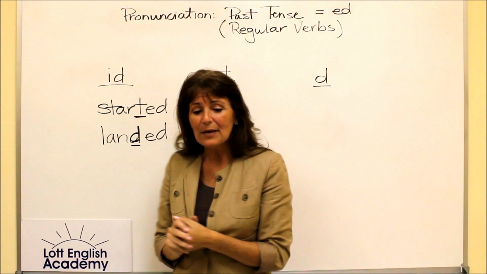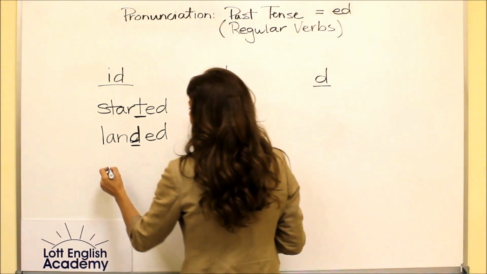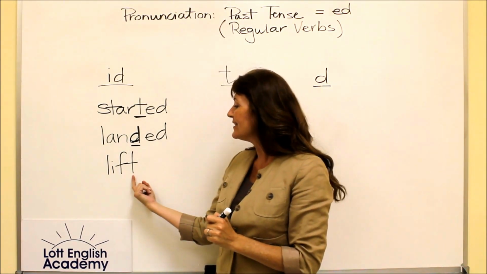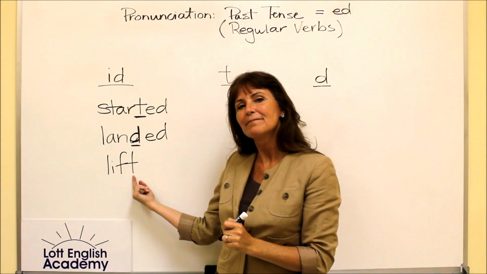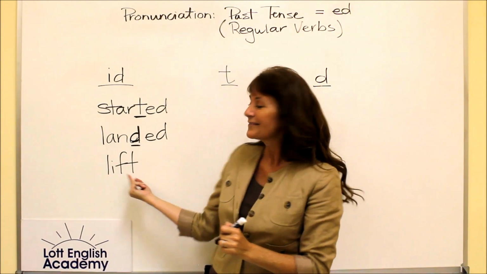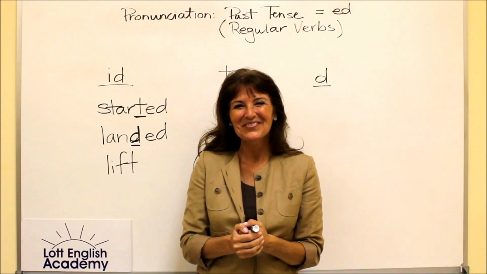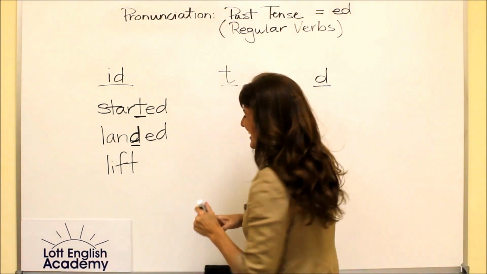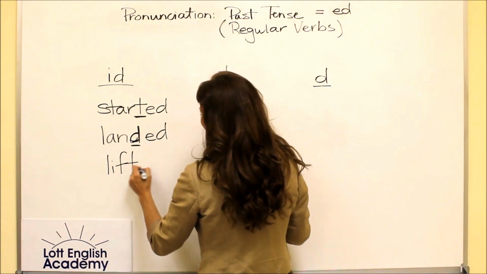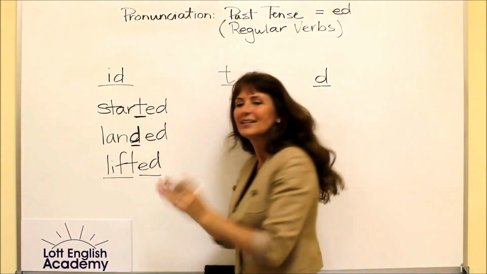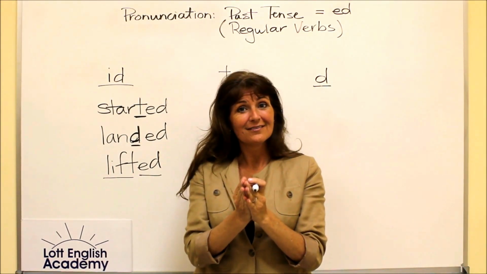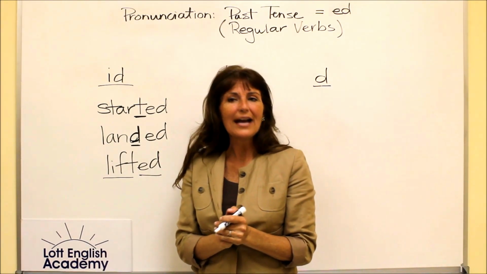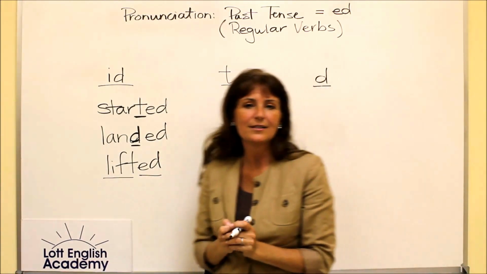Now, let me give you another example. Lift. The last letter here is the T. So how would we say this in the past tense? What do you think? Did you say lifted? If you did, you got it. It's lift-id. You're adding an extra syllable. Lifted. Lift, lifted. Let's go now to these other two categories.